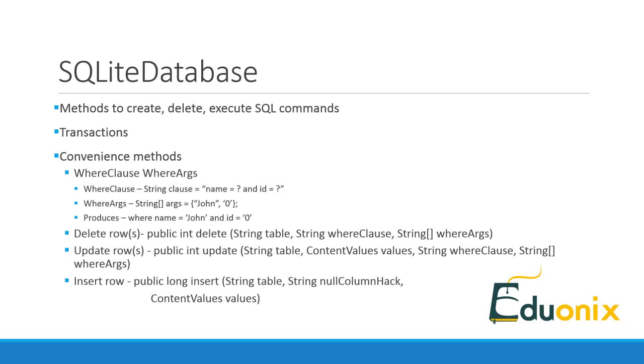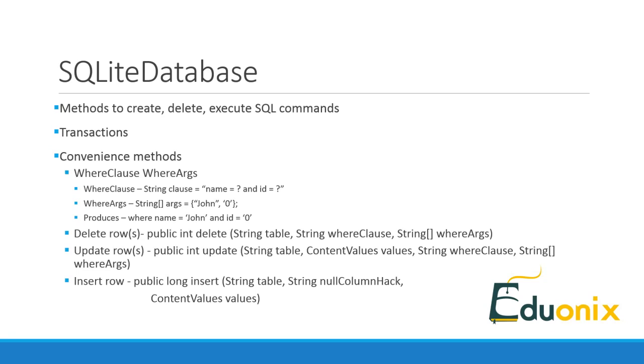Some of these convenience methods include delete a row or rows by calling the delete method, which deletes a row or rows in the database. The method receives the table name as a string, the where clause for applying deletion as a string, and the where arguments for injecting arguments into the question mark placeholders in the where clause as a string array.